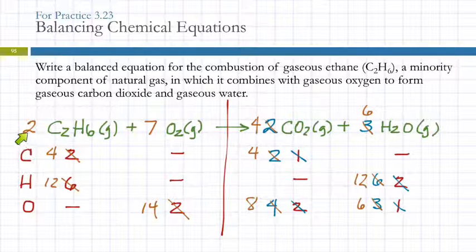To check it, go through and inspect it. 2 times 2 is 4 carbons. Here's 4 carbons. 2 times 6, 12 hydrogens. 6 times 2, 12 hydrogens. 7 times 2, 14 oxygens. Here I've got 8 oxygens plus 6 is 14. Any questions?